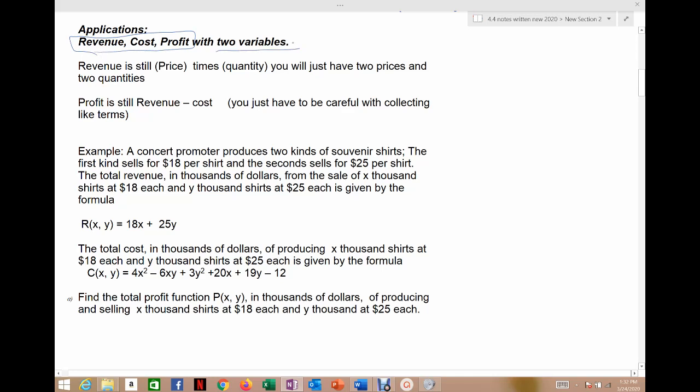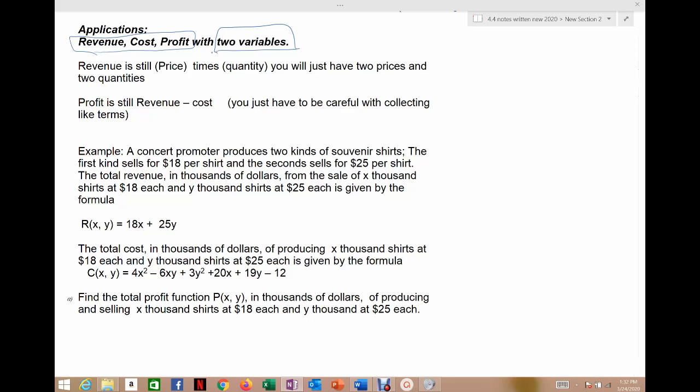For our two variables, we are going to stick mainly to revenue, cost, and profit. Alright, so we're going to do marginal analysis on revenue, cost, and profit, and we're going to maximize and minimize, maximize revenue and profit, minimize cost. And again, we are only going to look at two variable cases, but the idea would be extended to if I had more than two variables, but we're just going to do two variables.